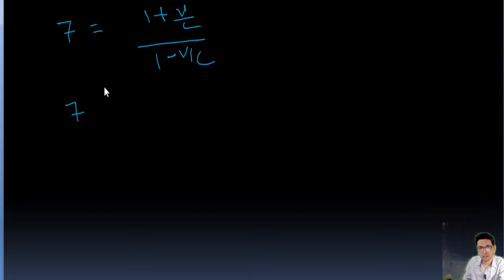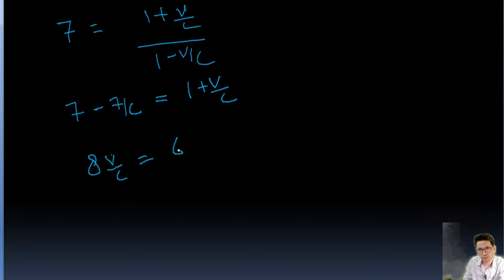Okay, so now we can cross-multiply. It will be 7 minus 7V upon C, that is going to be equal to 1 plus V upon C. So we can take this 8V upon C equal to 6, and from here the V upon C value is going to be 8 upon 6, that is 4 by 3.